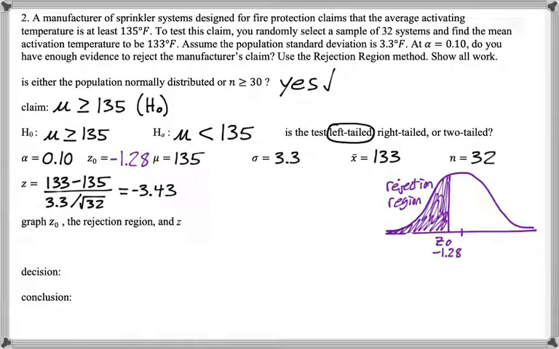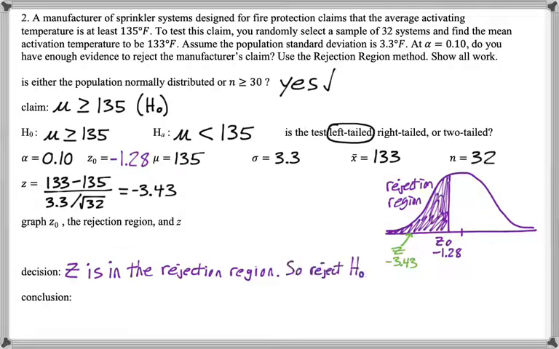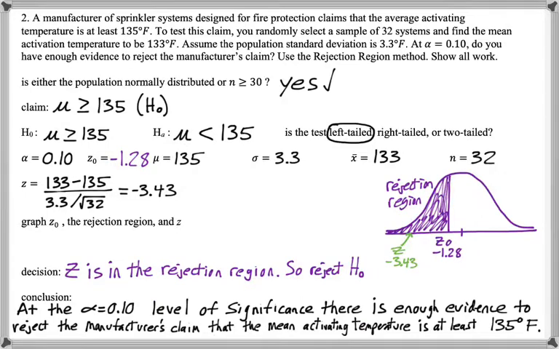And then graph z, so that would be right there. So z is in the rejection region, which means we want to reject the null hypothesis. So we get the exact same conclusion that we did on question number 1. So it doesn't matter which method you use.